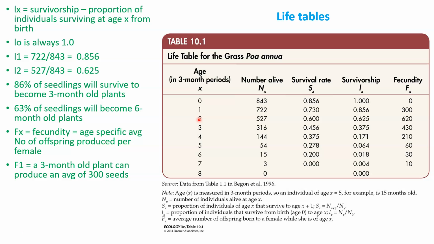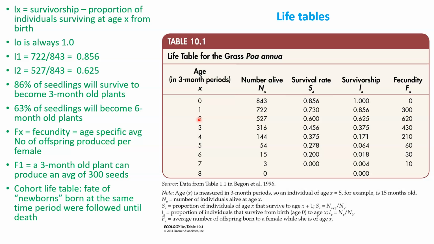I'm an animal biologist, right? The kind of science I do is more related to animals, so hence I keep calling them babies. But anyways, for a plant, seeds are their babies. And for F2, what is it? 620. What does that mean? A plant that is about 6 months in age can produce on average 620 seeds. As simple as that.